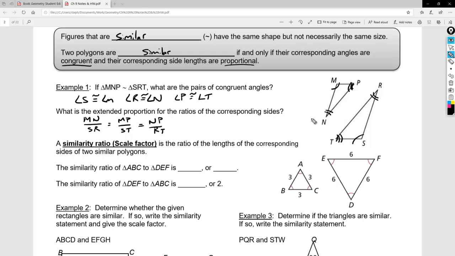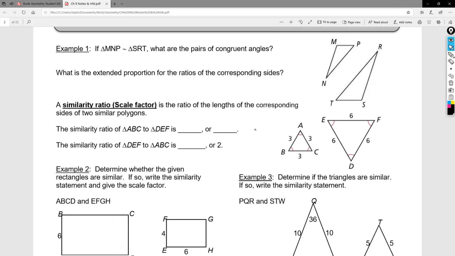Now a similarity ratio is the ratio of the lengths of the corresponding sides of two similar polygons. So the similarity ratio of triangle ABC, which is given here, to EDF, we would say is 1 to 2, because each side length is 1/2. So I could say 1 to 2 or 1/2. Now the similarity ratio of DEF to ABC is the opposite. I see that for DEF, the side lengths are 2 times greater than the side lengths of ABC. So we would say that the similarity ratio is 2 to 1.